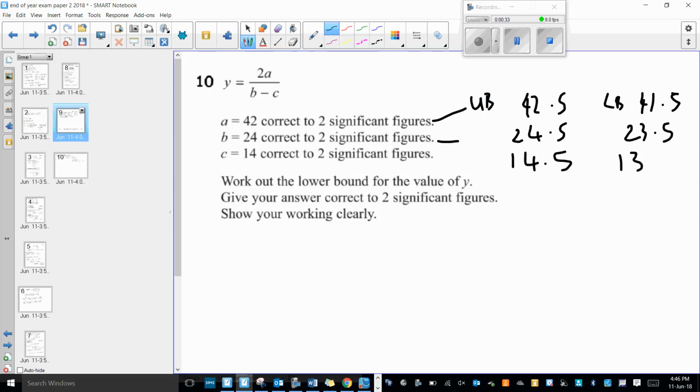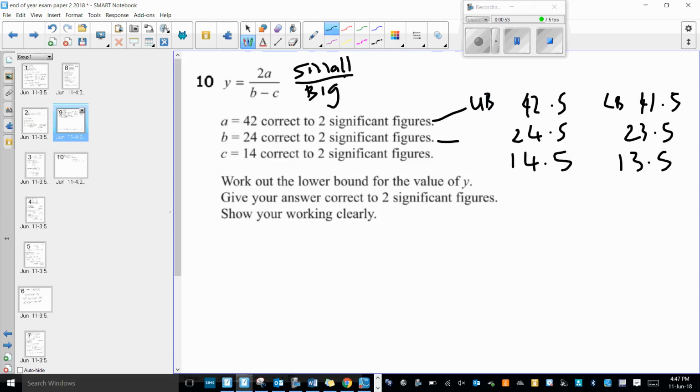So if we're trying to find the lower bound here, we've got one thing on the top being divided by something on the bottom. In order to get the smallest value, you want a small amount on the top and a big amount on the bottom. That's how you're going to get the smallest, or the lower bound.